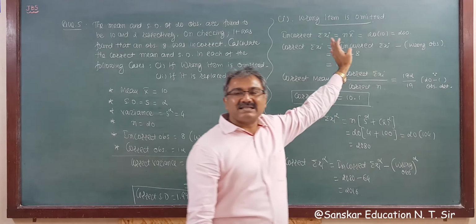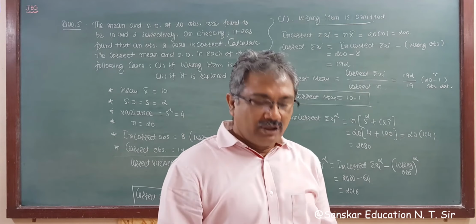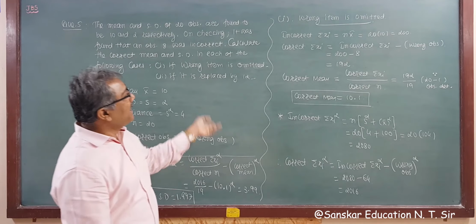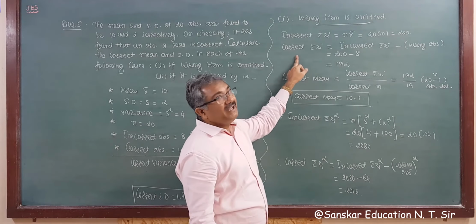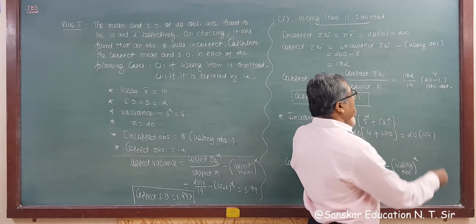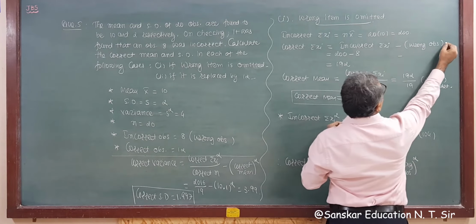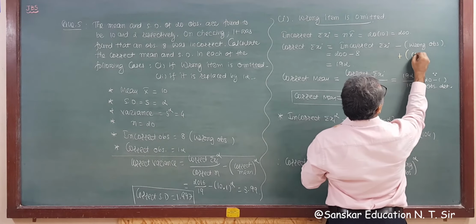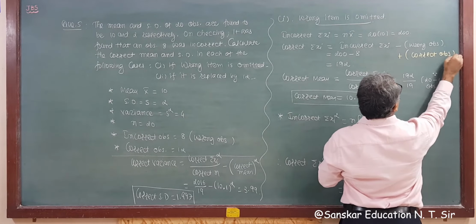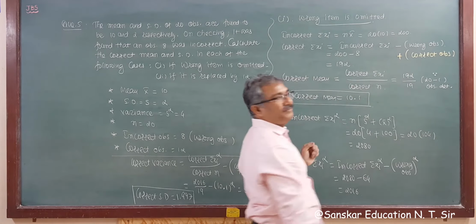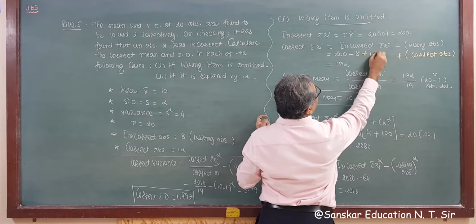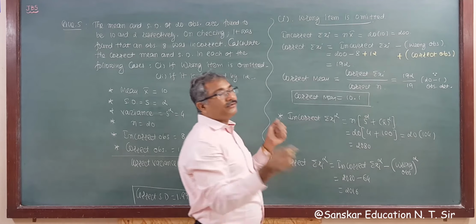So incorrect sigma xi is as it is, 200, no change in that, right? So that is as it is. Now for correct sigma xi, we are replacing. So incorrect sigma xi minus wrong observation, and then we have to add plus correct observation. So this is the difference. I am writing directly plus correct observation, that is plus 12 here. Same example you have to follow.